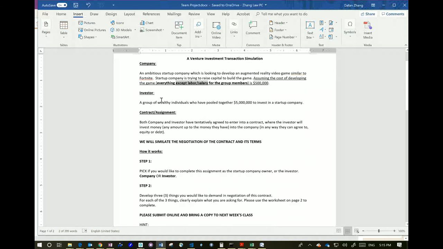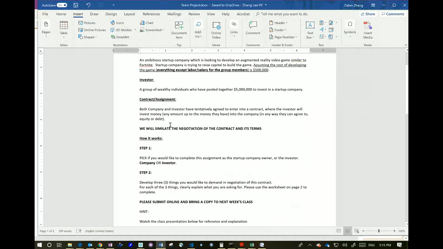The other side is an investor: a group of wealthy individuals who have pulled together $5 million to invest in a startup company. They pulled together, meaning they put money together and they have $5 million on hand. They can invest in any kind of company they want. Under this scenario, both the startup game company and the investor have tentatively agreed to enter into a contract where the investor will invest any amount up to the money they have, which is $5 million, into the company. And this investment can be in any way they can agree to, equity or debt.